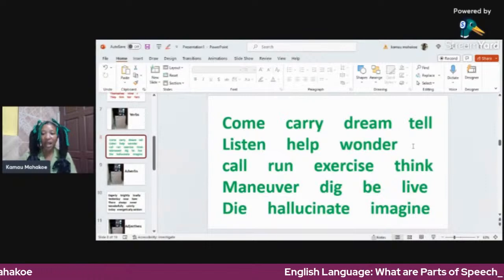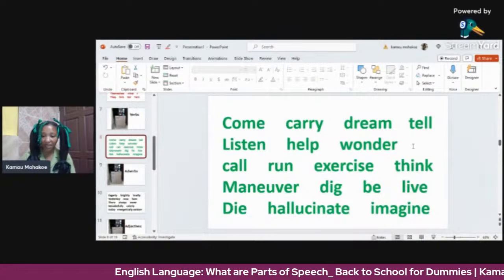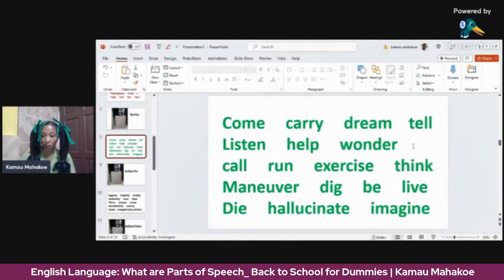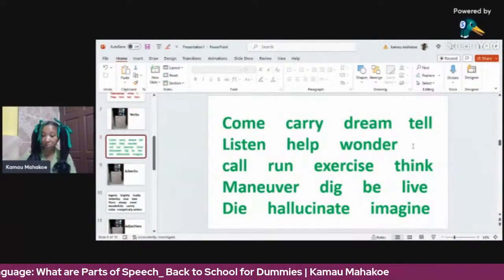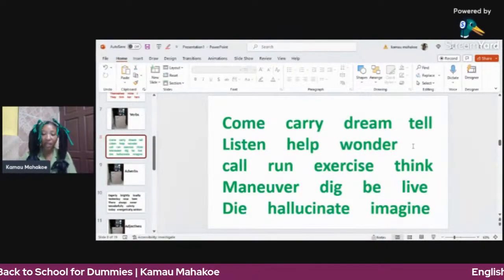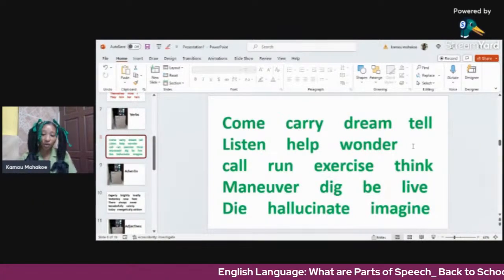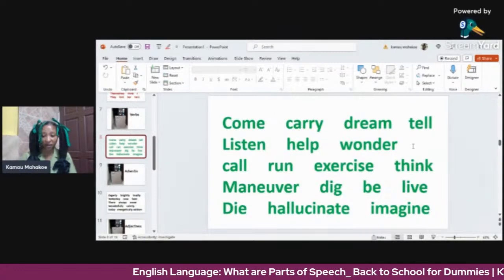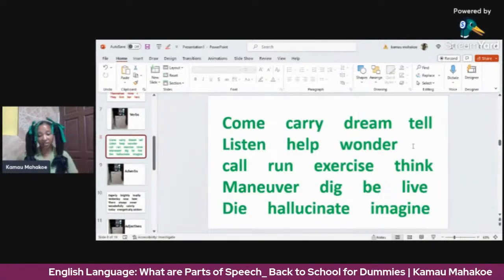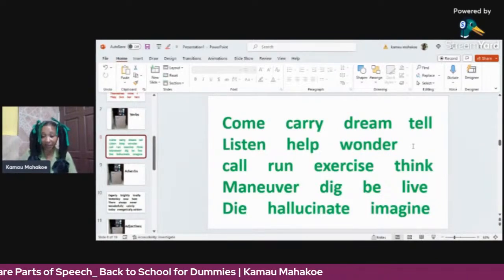up here. I know for some persons, they might pick out wonder, dream, hallucinate, imagine. These are things that we do with our minds. They don't really show, because when a lot of people think of verbs, they think of things you do with your hands or your feet, or there is movement that you can see.